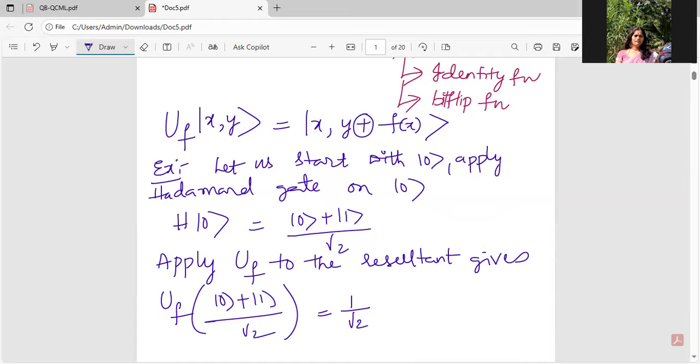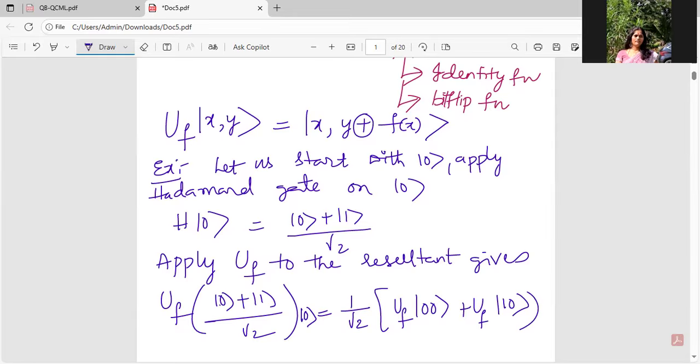Hadamard gate on ket 0. Again, I'm starting with ket 0. This also should be there. Okay. So what happens? To apply UF, I should have two qubits. One is this 0 and one is this 0. One is this 1 and one is this 0. So what I will have would be UF of ket 0 0 plus UF of ket 1 0.